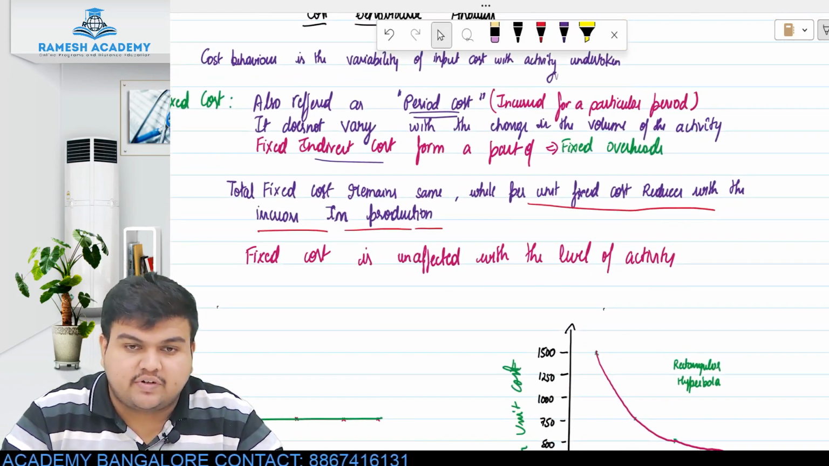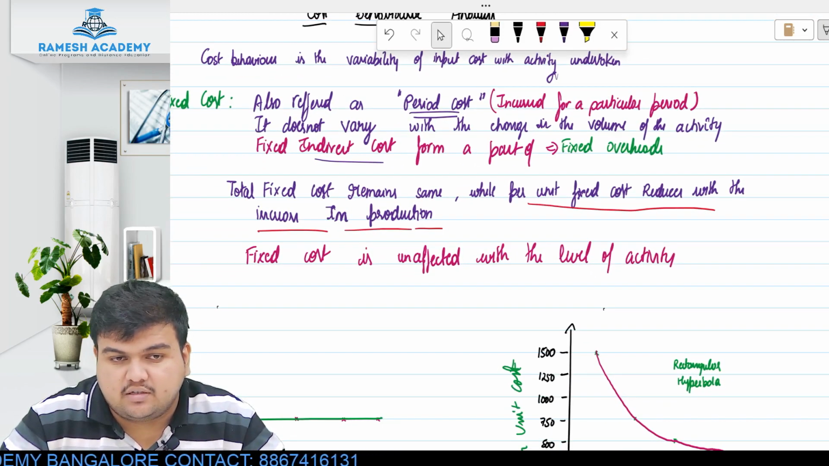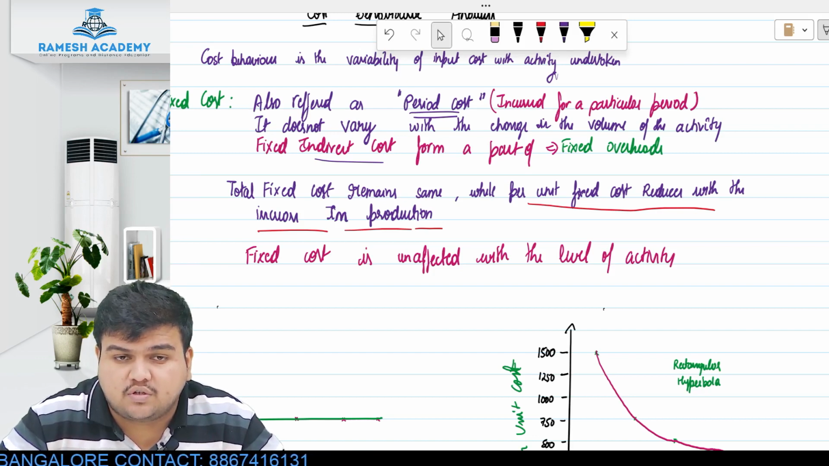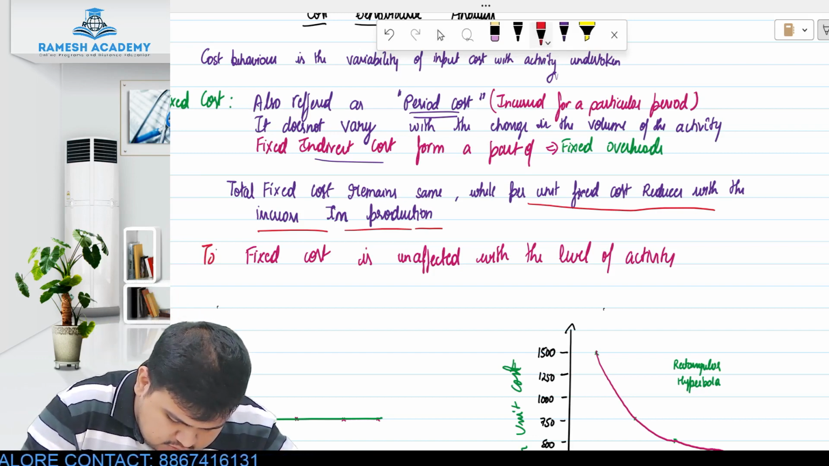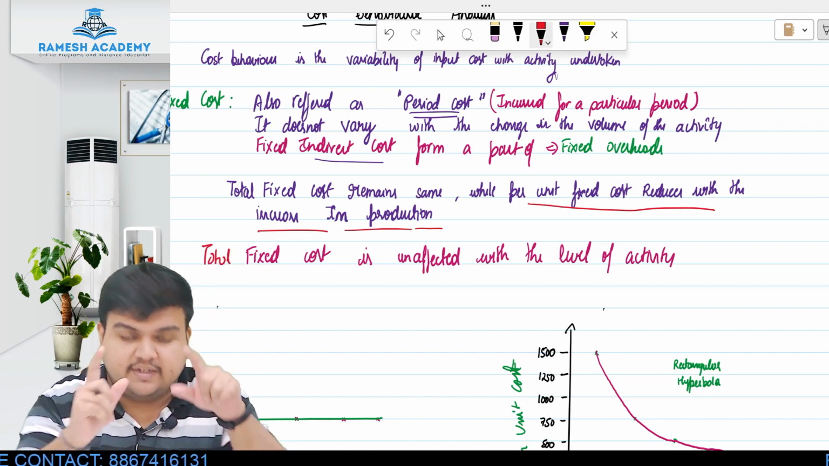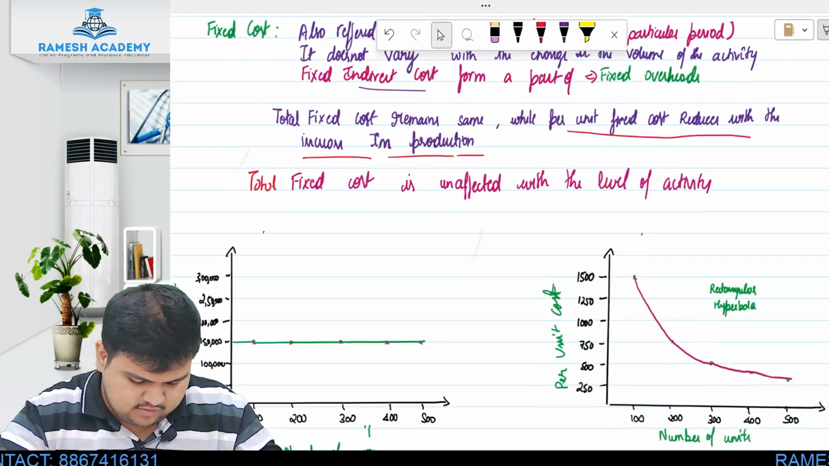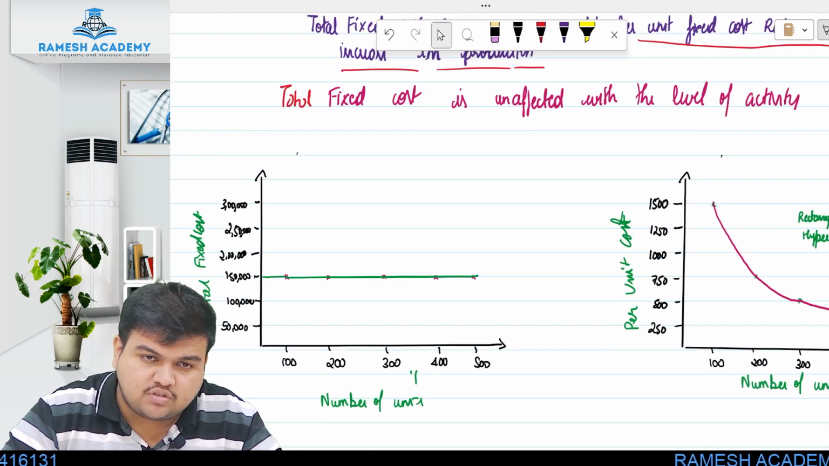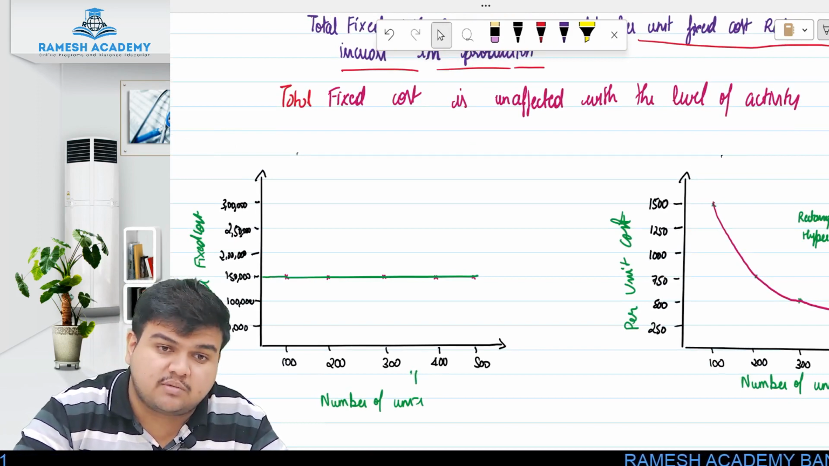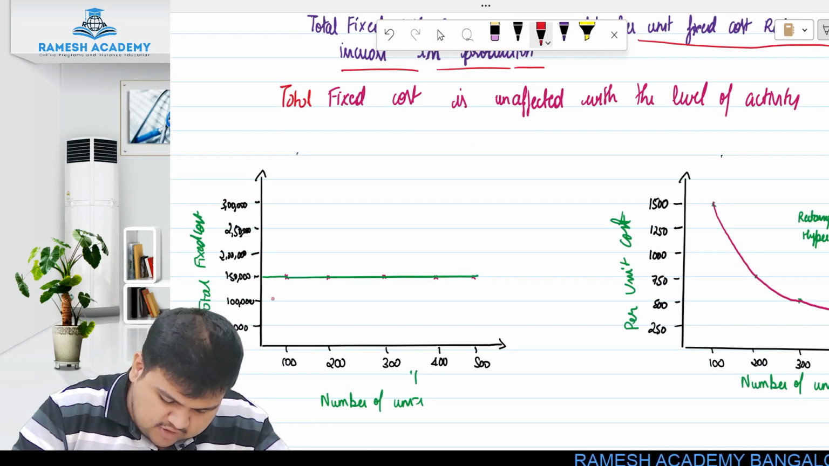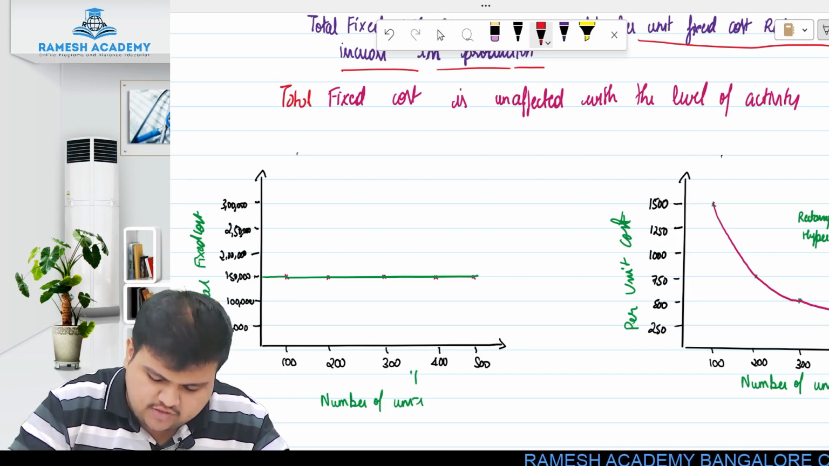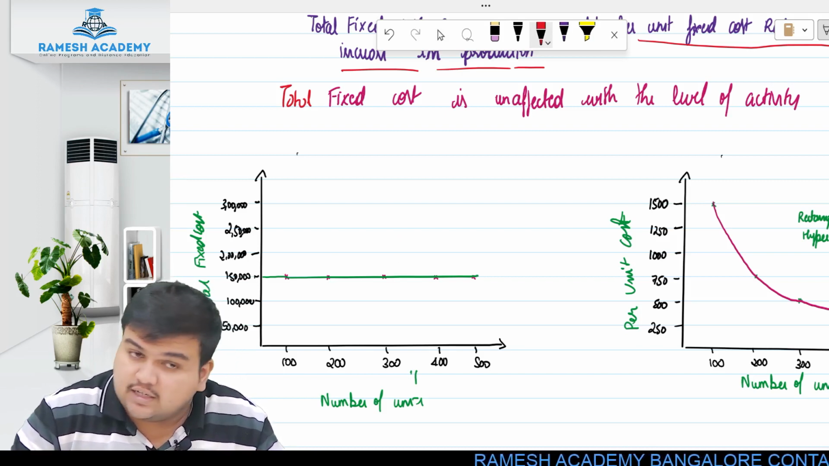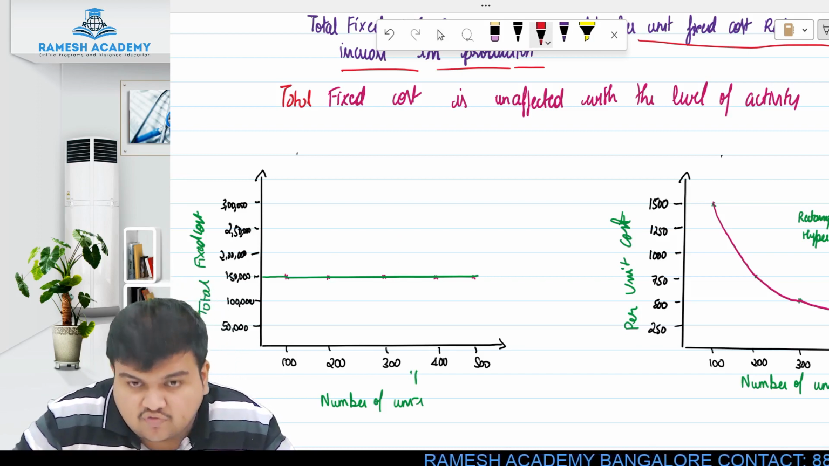Cost is unaffected by any level of activity. Total fixed cost is unaffected by any level of the activity. Onto the graph, the total fixed cost remains same, even if you produce 100 units, 200 units, 300 units, 400 units, 500 units. It never changes. So the graph is always a straight line.